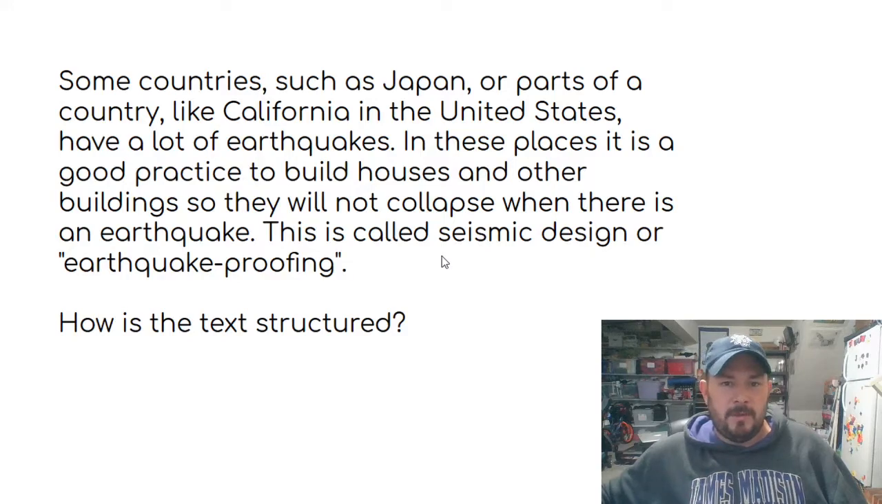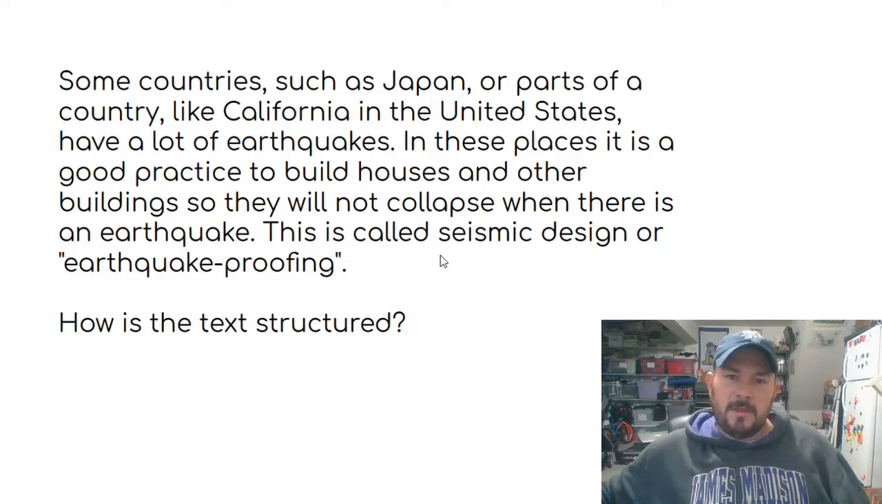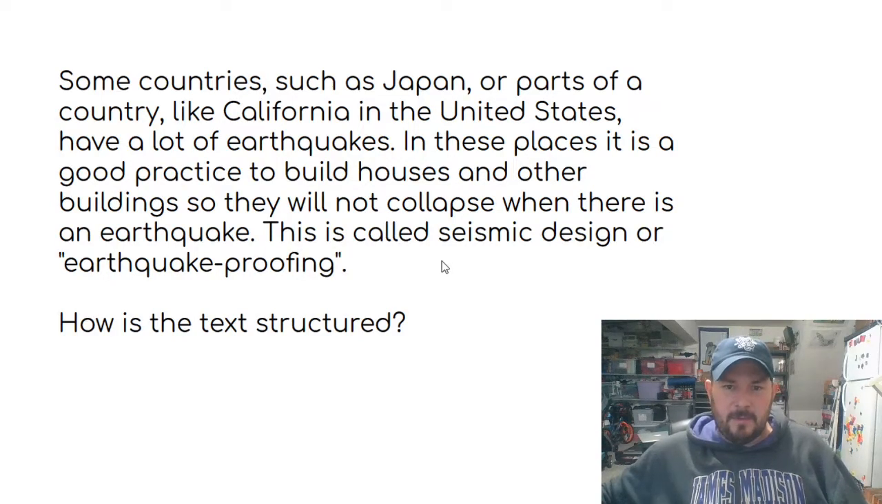answer follow up questions. All right, this one says some countries, such as Japan, or parts of a country like California in the US, have a lot of earthquakes. In these places, it is a good practice to build houses and other buildings so they will not collapse when there is an earthquake. This is called seismic design or earthquake proofing. How is the text structured? Pause me now if you need a minute.